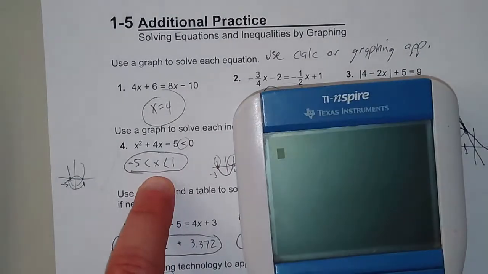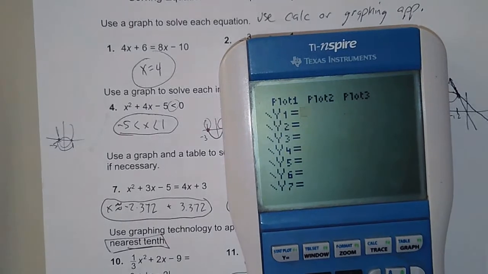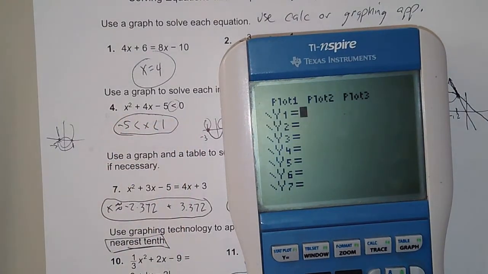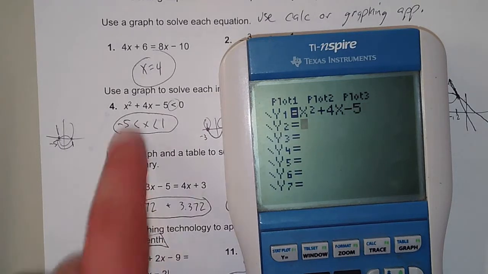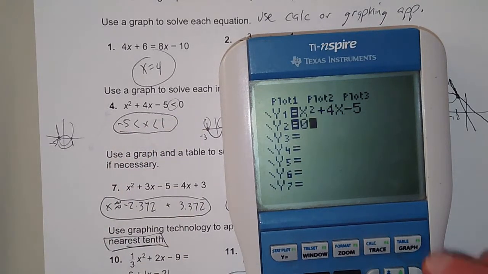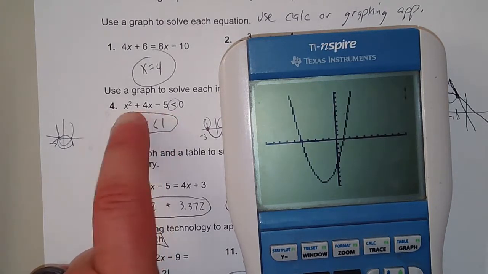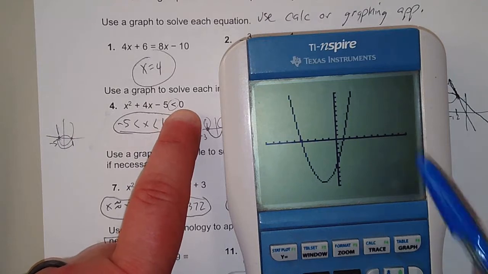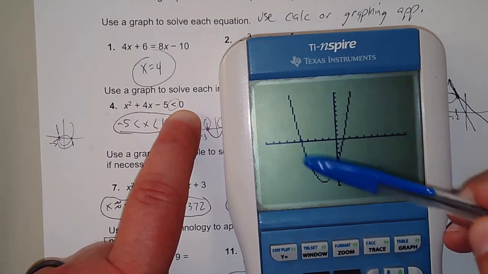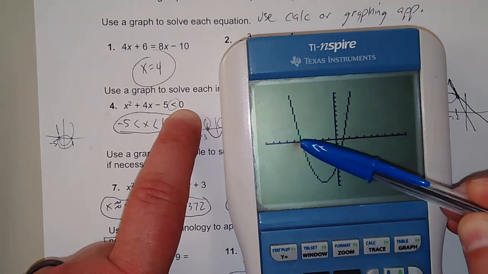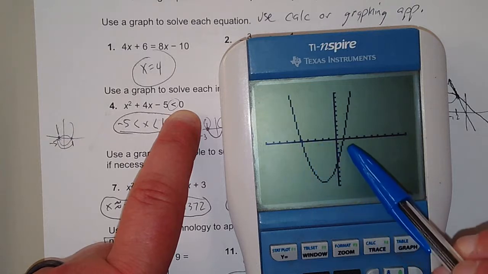So number 4 would be a good one to look at. If you look at number 4, I'm going to put these in my y equals. So I go x squared plus 4x minus 5, and then that side's just 0. And then I graph it. And this question is asking me, when is this U-shaped graph less than 0? Well, 0 would be the x-axis. So this graph is less than 0 here. So that's going to be from whatever that number is to whatever that number is. So it looks like it's -5 to 1.